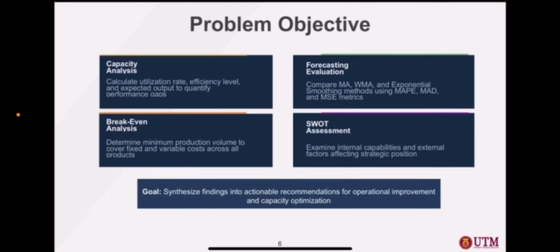For this one is our problem objective. The objectives of this study are as follows. First, to evaluate operational performance through capacity analysis. Second, to determine minimum viable output using break-even analysis. Third, to compare demand forecasting methods using standard error measures. Finally, to assess strategic positions through SWOT analysis. In one word, the overall aim is to develop practical recommendations for operational improvement.